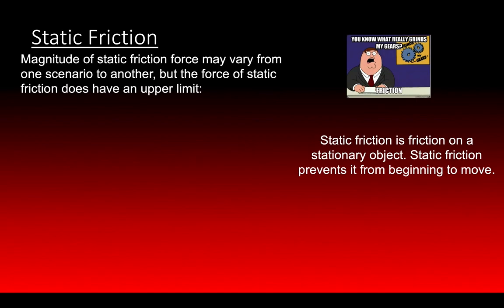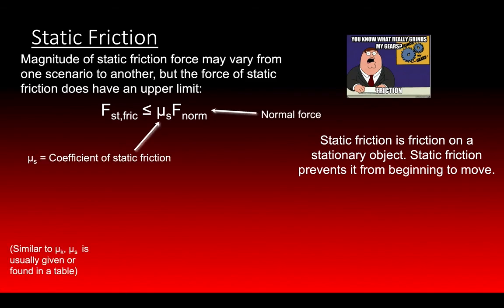And the magnitude of the static friction force looks very similar to kinetic friction. The only difference is I have a mu s instead of a mu k, so I'll have a different constant that I need to look up. And instead of an equal sign, I have a less than or equal to sign. So we still have the normal force just like before. We still have this coefficient of static friction that we will very often look up in a table or just be given directly in a problem.